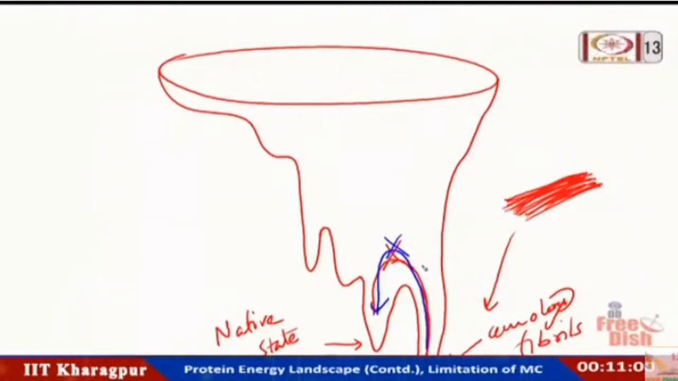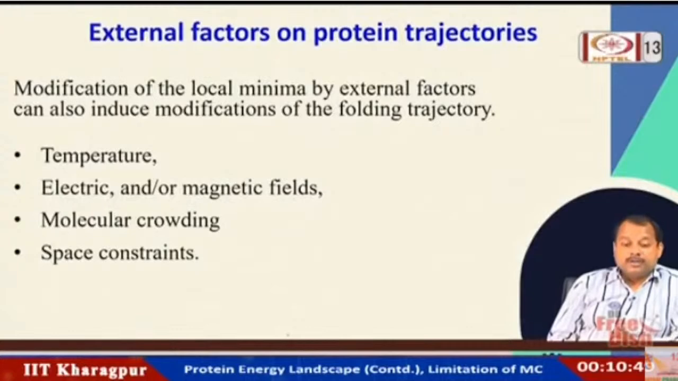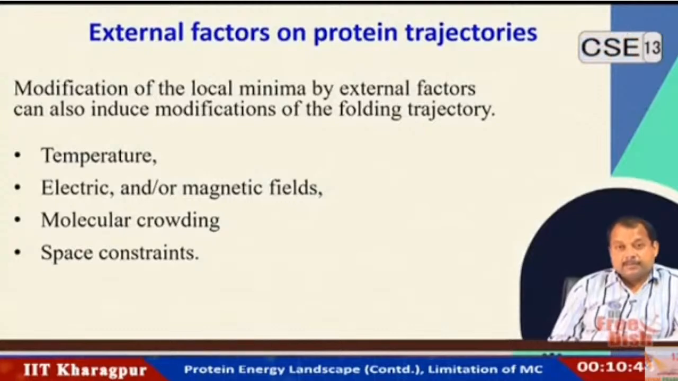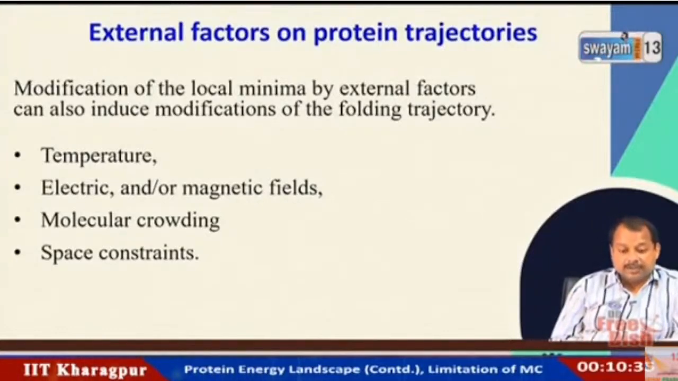So, we have to be careful about that one also. Now, the external factors on protein trajectory. Taking some examples from the biological knowledge that we discussed in the last lecture, we can say modification of local minima by external forces can also induce modification of the folding trajectories: temperature, electric and or magnetic fields, molecular crowding, space constraints, those can happen.